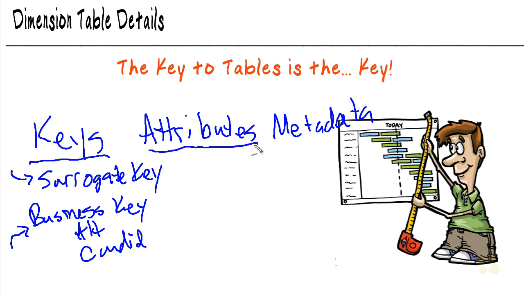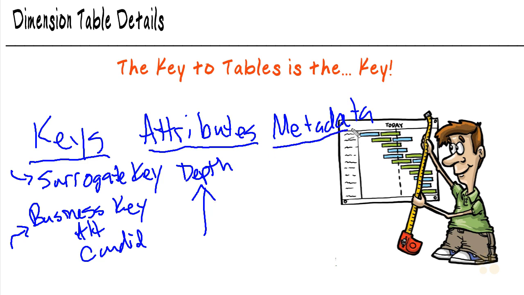The attribute is the dimension itself. This is the product name. This is the customer name. This is the geography, the date. These are the things that give our data depth. So I'm going to put this here. This is really what we're after when we're talking about designing a dimension.